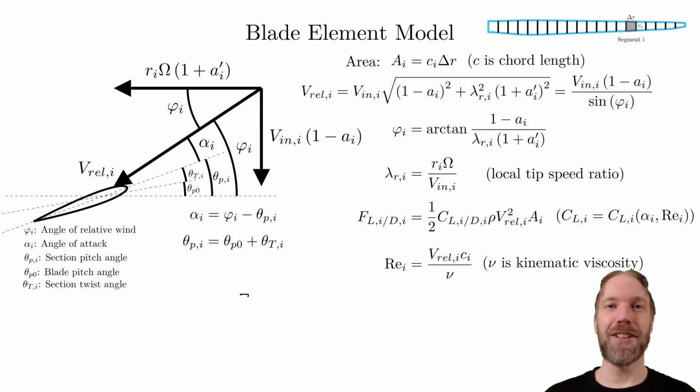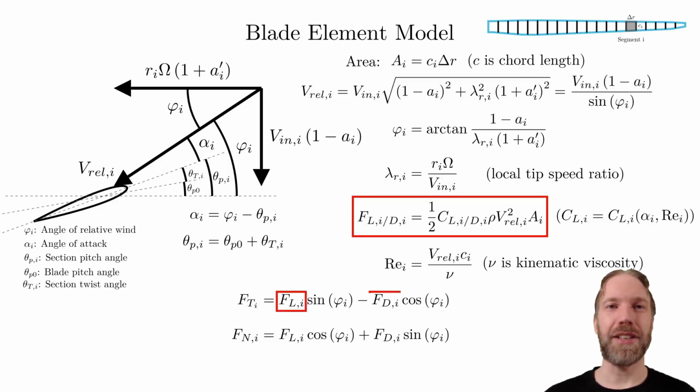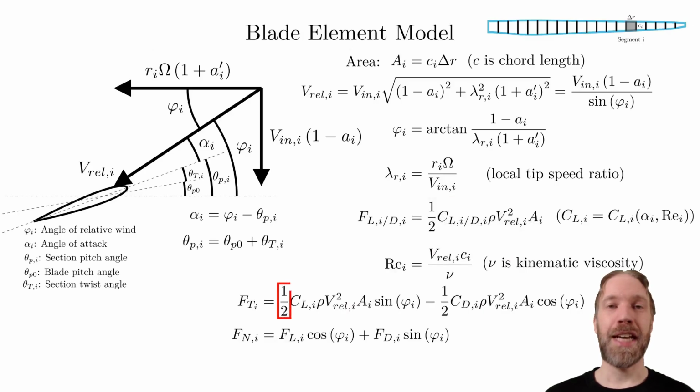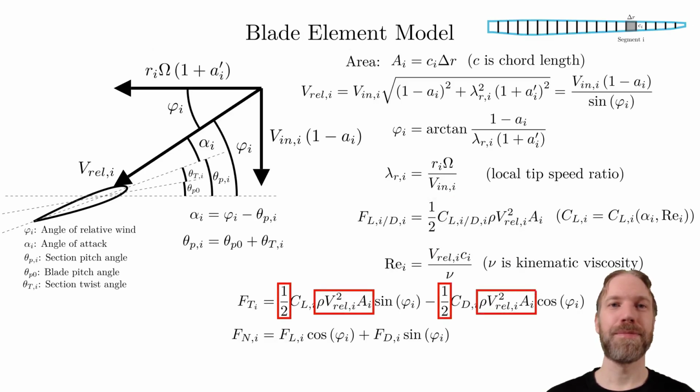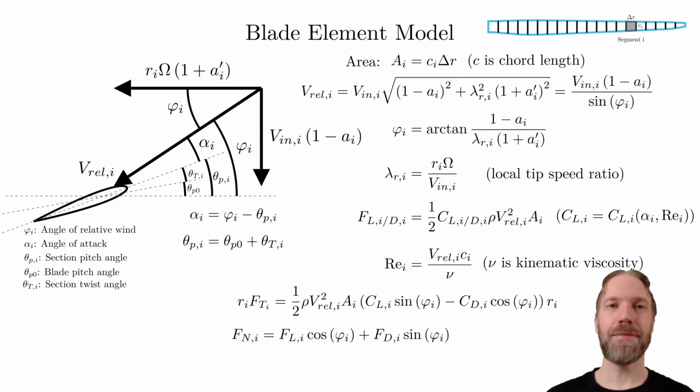The lift and drag forces can be converted to tangential and normal forces by rotating the coordinate system with the angle of relative wind in the same way as before. Let us merge the equations starting with the tangential force. We have a common factor. Multiply both sides by Ri. Radius times tangential force is the torque.